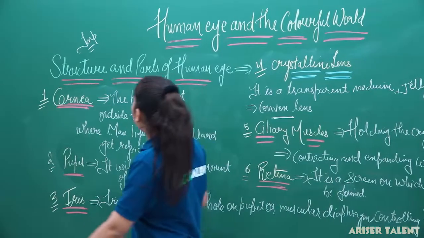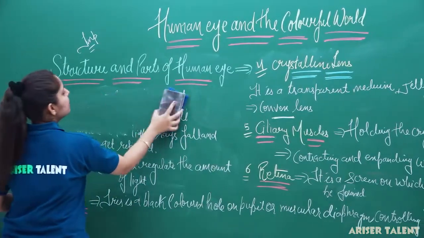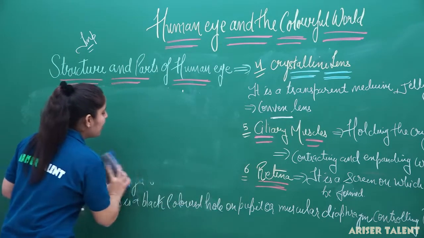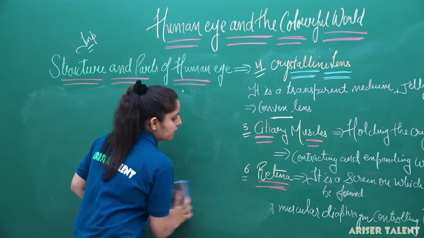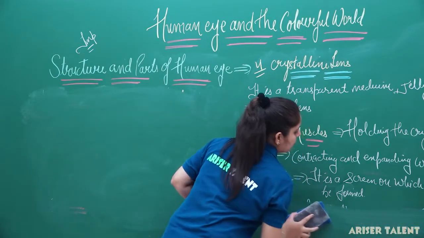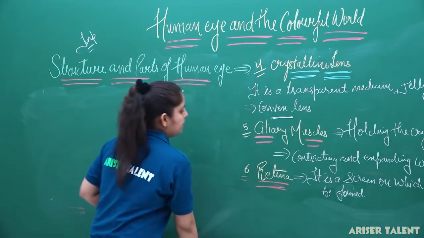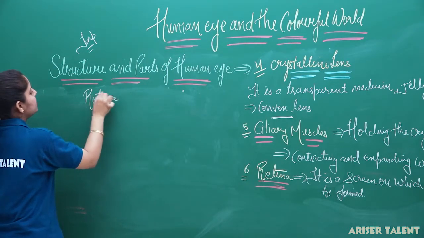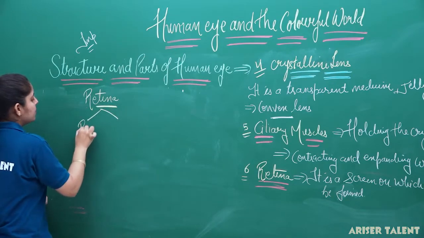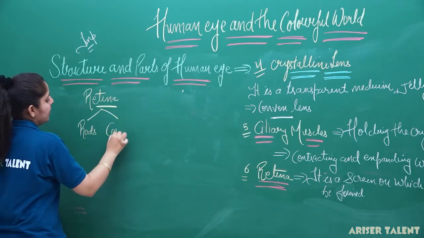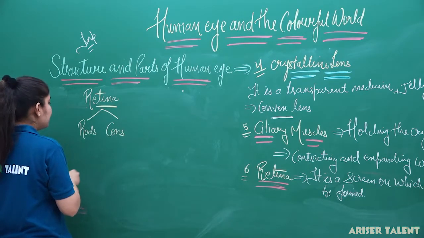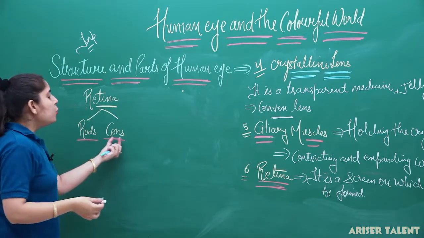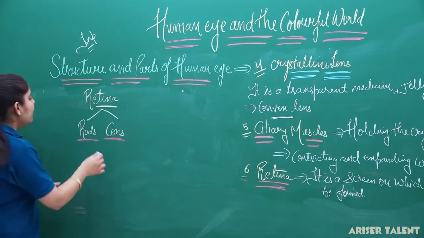Now, the 7th part we have in the eye, but before that, just learn about the 2 sensors which are provided on the retina, that are rods and cones. So this retina is actually having two parts. One is rods and the second one is cones. So what do these rods and cones actually do? They are the two sensors on the retina. So what will they do?